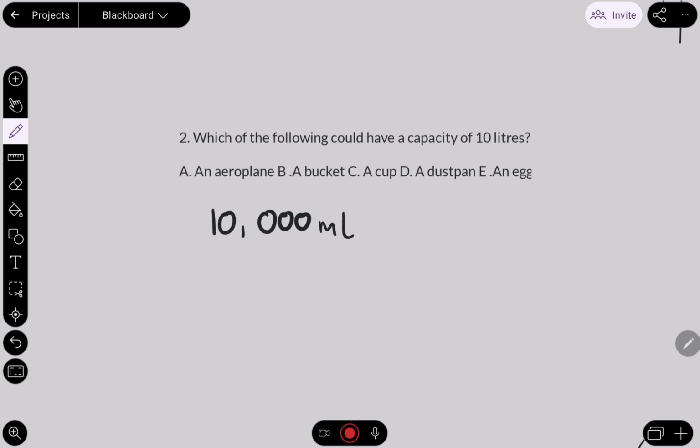A dustpan. Dustpans, if you've ever seen a dustpan, you'll know that they can't even fit 1 liter of water in them, let alone 10. And an egg, absolutely tiny. No way 10 liters is going to fit inside of that. By process of elimination, B, a bucket.